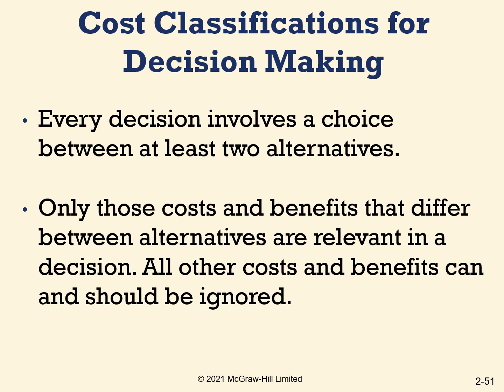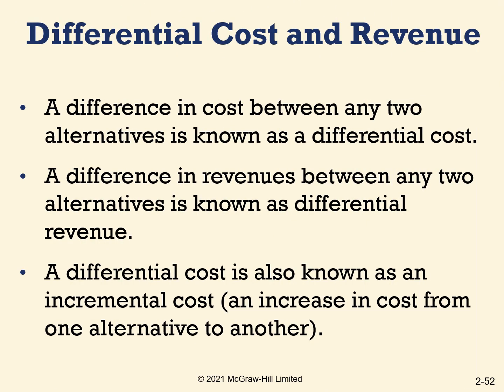So we only want to look at costs or benefits that are different between our two alternatives. We don't care about the ones that are exactly the same, because they won't impact our decision either negatively or positively. So, like I said, we can look at differential cost and revenue. A difference in cost between any two alternatives is known as a differential cost. A difference in revenues between any two alternatives is known as a differential revenue. A differential cost is also known as an incremental cost, an increase in cost from one alternative to another. So sometimes when we're looking at two decisions, we call it an incremental analysis, to see which one makes more sense from a financial point of view to take.